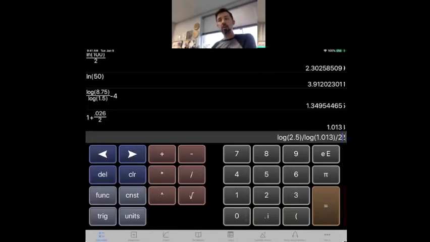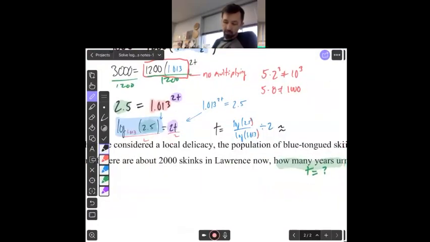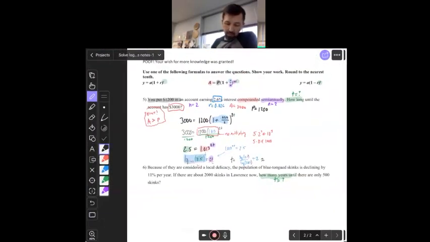Okay, so log of 2.5 divided by log of 1.13 divided by 2. Make sure all my parentheses are in the right spot. You can see how it writes it over there on the left. That's what I showed you guys just a second ago, the fraction on a fraction. Not super happy about that, but that's what it was. Okay, and then there's our answer, 35.5. I told you guys to round to the 10th, so 35.5. Says it up here, round to the 10th.